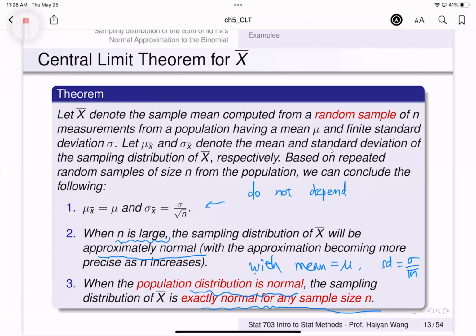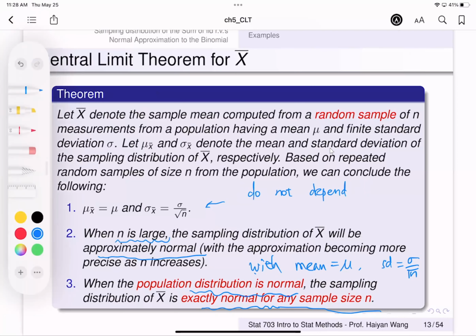that do not depend on the distribution of the population.